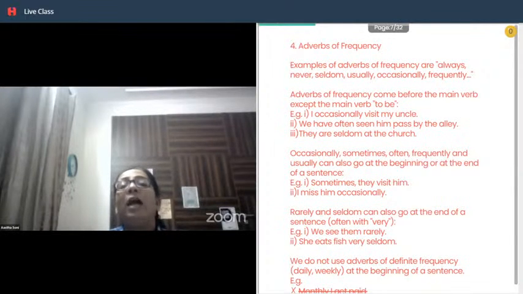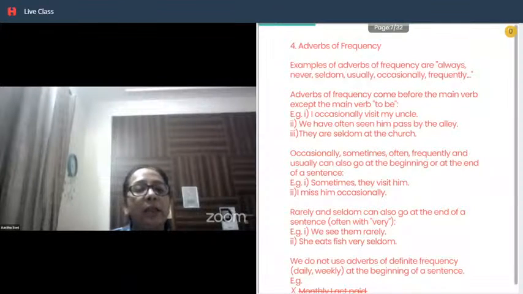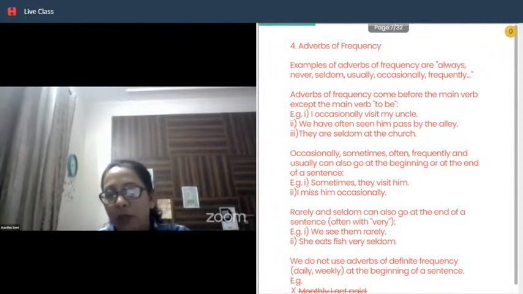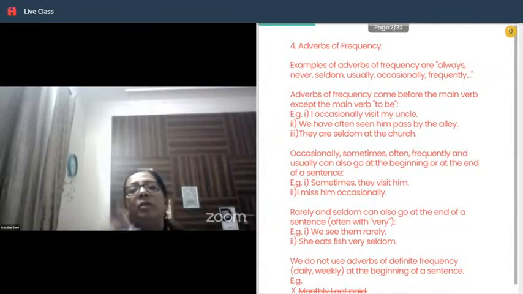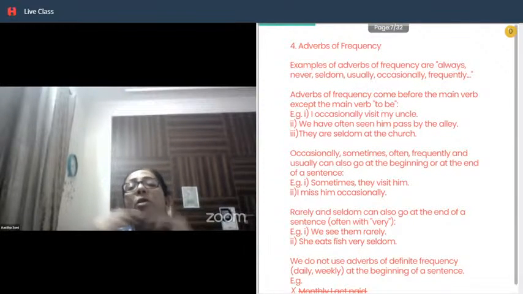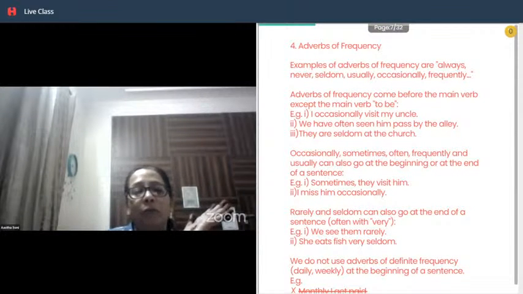So when we're talking about adverbs which are specific, which are of definite frequency, we do not use them at the beginning of the sentence. Here we are shifting: you can keep some adverbs in the starting or in the end. But when we are talking about definite frequency, you cannot use it at the start of a sentence. It has to come after the object part of it.